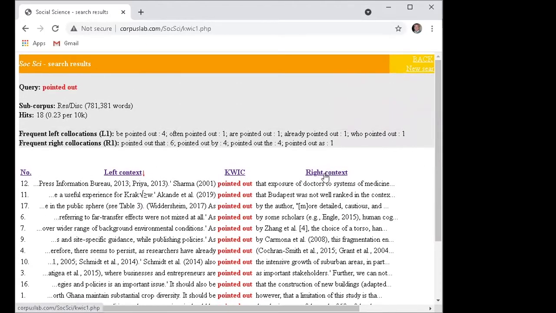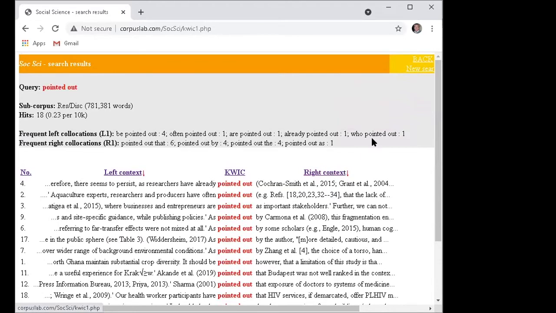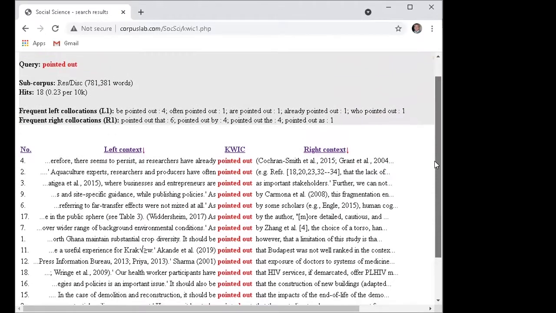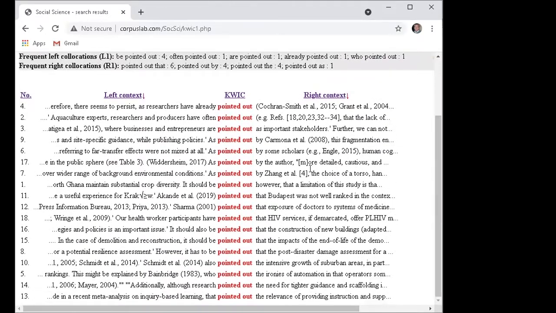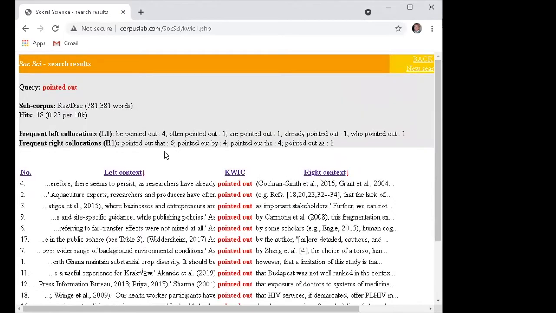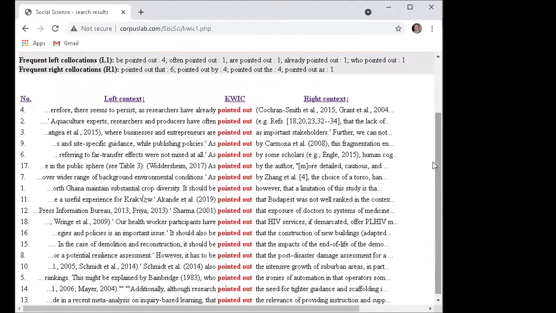We can also look at the right context and alphabetize the following words to sort them. So again, we get "pointed out by," and then "pointed out that" something. "Schmidt et al. also pointed out the intensive growth of suburban areas." But it does give you a reasonable sense of the usage of "pointed out."